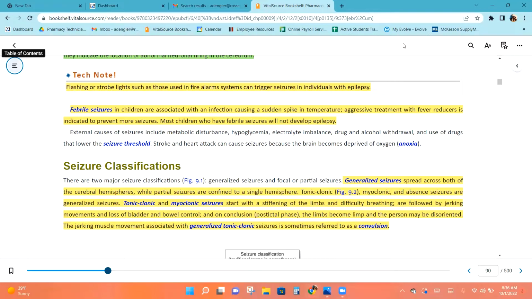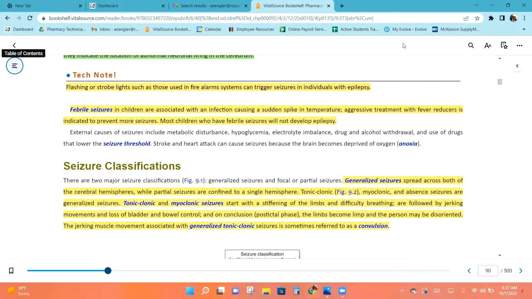There are 2 major seizure classifications, generalized and focal or partial seizures. Generalized seizures spread across both of the cerebral hemispheres, while partial seizures are confined to a single hemisphere. Tonic-clonic, myoclonic, and absent seizures are generalized seizures.